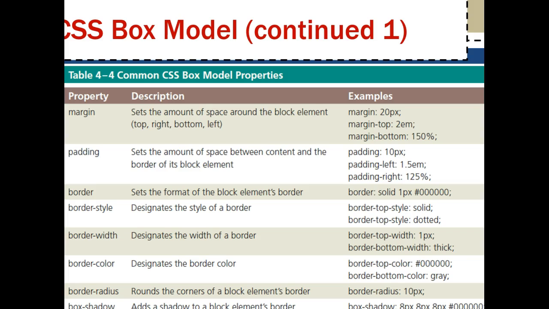This example here shows the list of common CSS box properties that can be used to style block elements. So these are the properties, the description, and also the examples that you can use. In order to have a border appear around the content in a block element, we must specify a border style in the CSS. We can include the style value with the border property or use the border-style property with the assigned value.